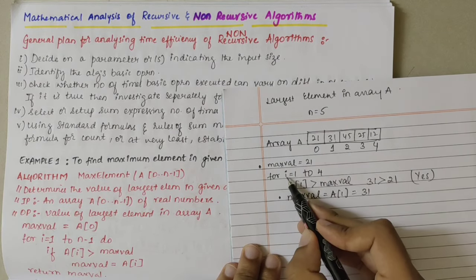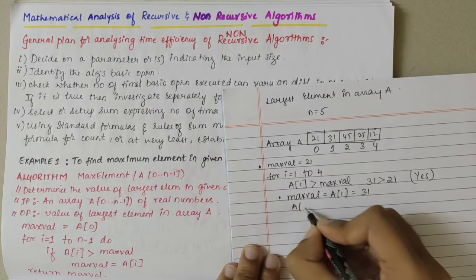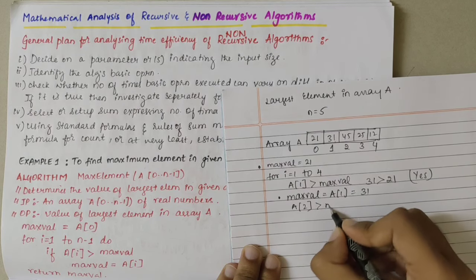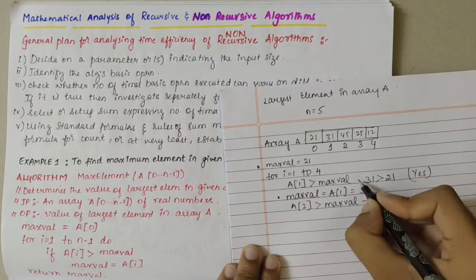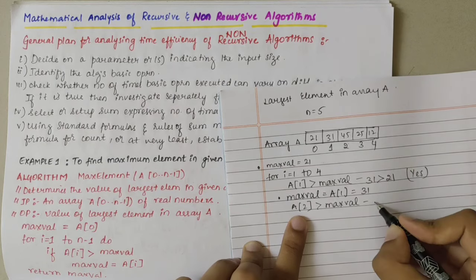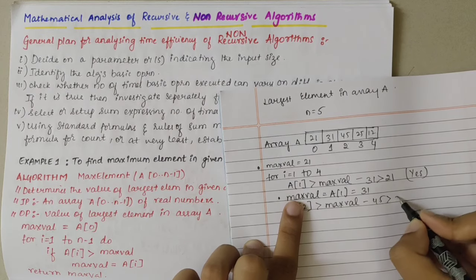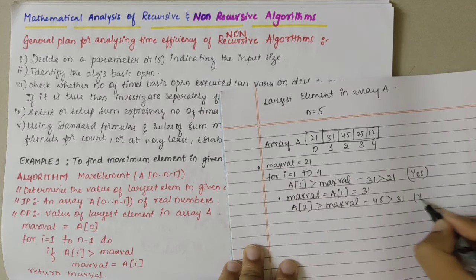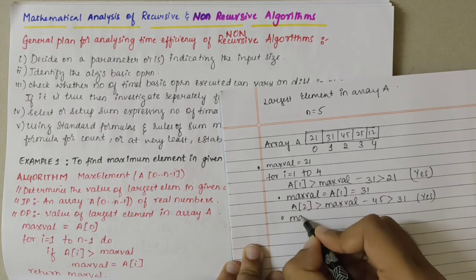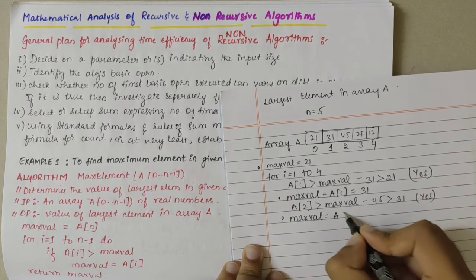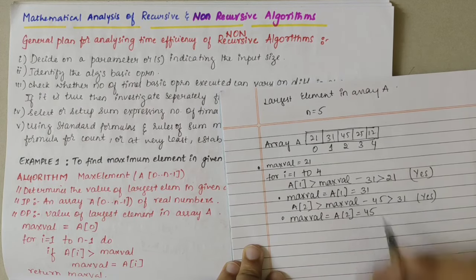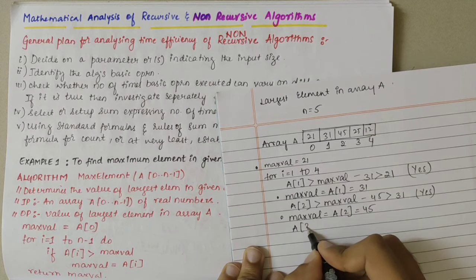Next, I'll update the value of I. Next, I have A of 2. Is A of 2 greater than max value? A of 2 value is 45. Is 45 greater than max value 31? Yes. So again, update the max value, that is A of 2 is equal to 45. Next, I will update the value of I.